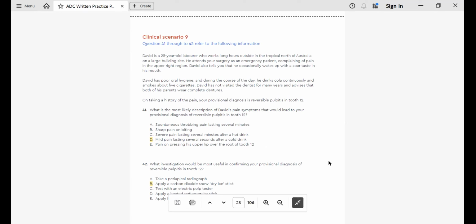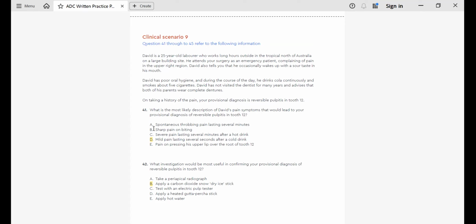Investigation. So I have a doubt in question 41. It's usually sharp pain, not mild. I know option D, all other options don't make sense. Option D is right. It's just the mild pain that I'm not able to understand. Else, several seconds after a cold drink, it makes sense. Yes, so that's the sharp pain. Now, you could have mentioned it in the chat section. I would have answered it, but it's fine.